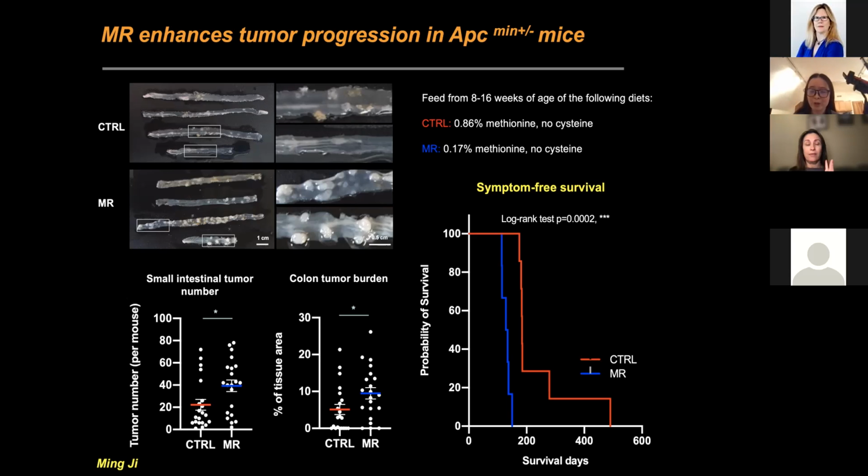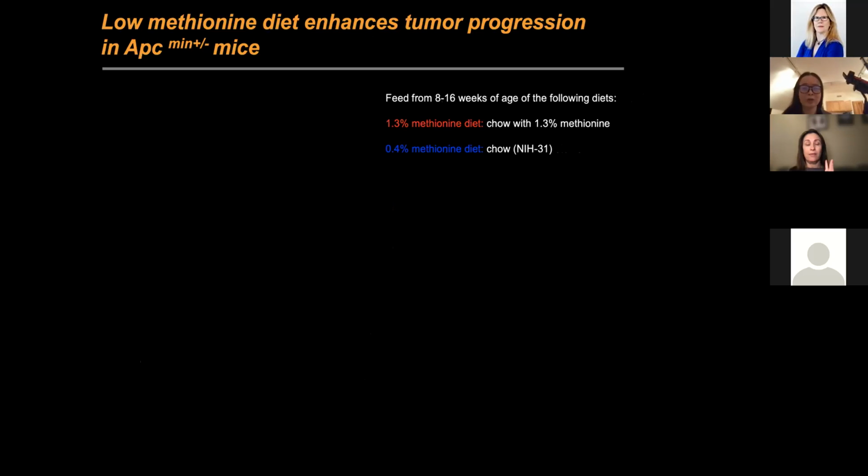So to control for this situation, we decided to use another pair of methionine diets, that is our control chow diet that contains 0.4% of methionine, or a methionine supplemented diet containing 1.3% of methionine. This is a custom-made diet, so we know that the only difference between these two diets is the methionine we added to this diet.